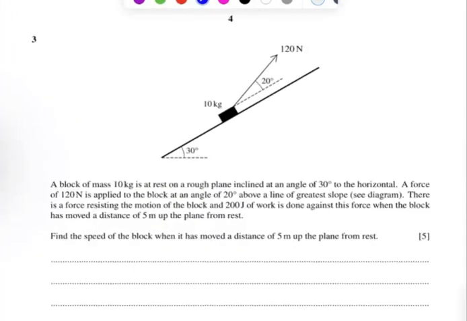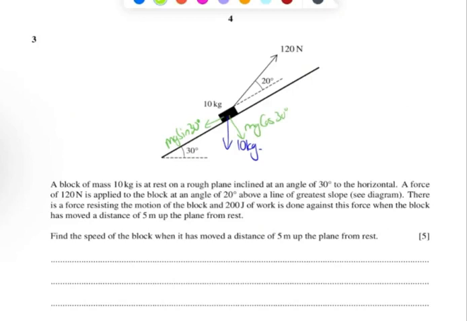Okay, let's jump into question 3. So, a block of mass 10 kgs. Okay, when you see these things, you know going down the slope is mg sin 30, and then my y component is going to be mg cos 30.